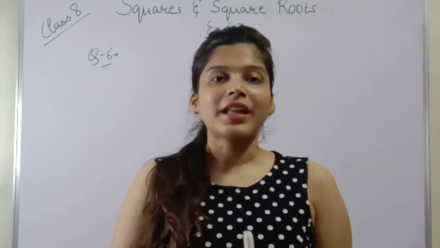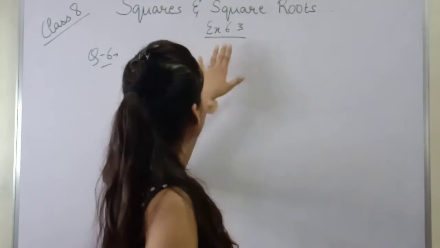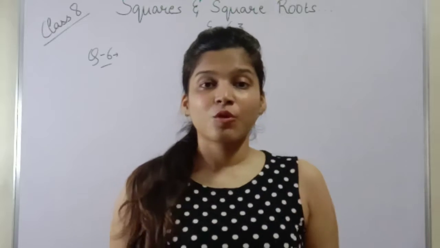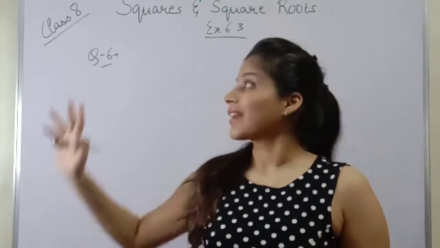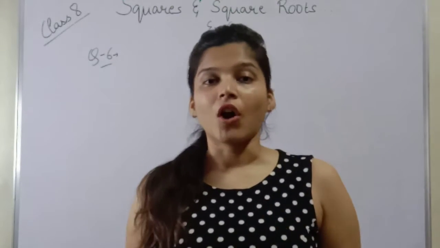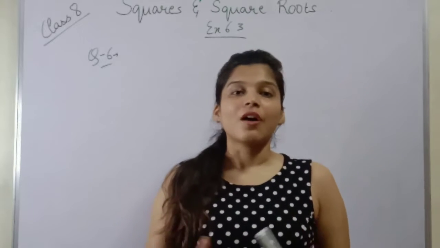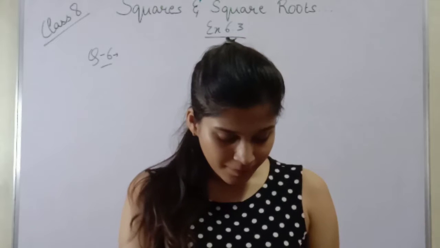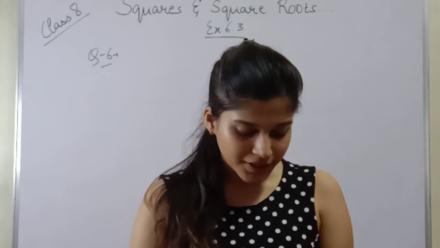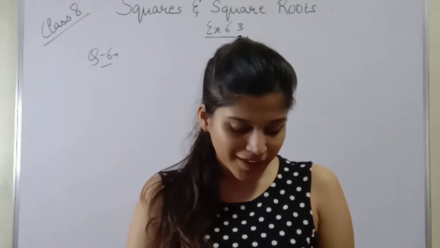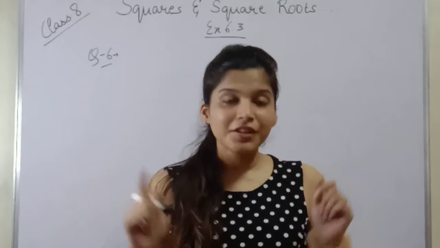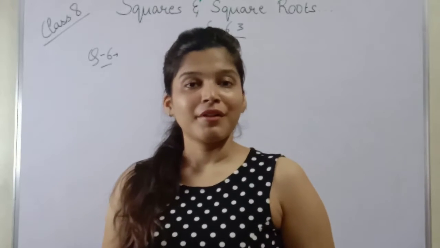Let's continue with our exercise 6.3. Chapter name is Squares and Square Roots, class 8th. So we have already done question number 1, 2, 3, 4 and 5. Now question number 6 is, for each of the following numbers, find the smallest whole number by which it should be divided so as to get a perfect square.